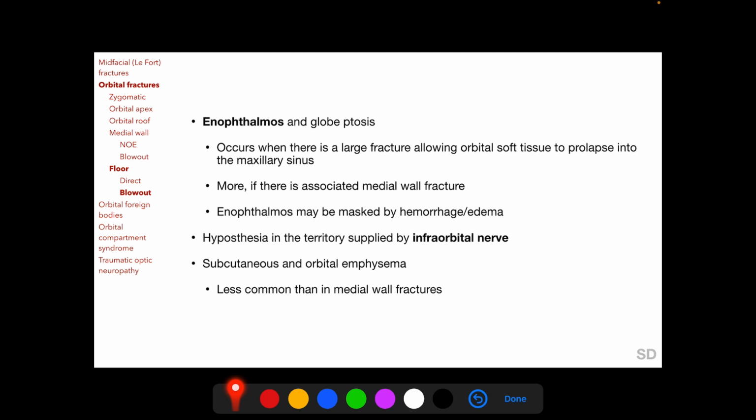There will be hypoesthesia in the territory supplied by the infraorbital nerve, which includes the area from the lower eyelid inferiorly. Subcutaneous and orbital emphysema can also occur with fractures of the orbital floor, but they are less common than in medial wall fractures. So three important signs of orbital floor fractures are very important to remember. One is the limitation in vertical ocular movements, second is enophthalmos, and third is hypoesthesia in the distribution of the infraorbital nerve.